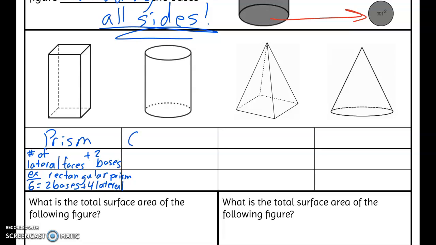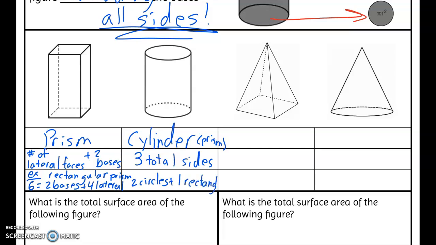This next one is a cylinder. Like yesterday, a cylinder is a type of prism. It's really just a circular prism. This one will always have only 3 total sides. The 3 sides are the 2 circles and the 1 rectangle that we call our lateral face. When we think of that, it's kind of like the soup can label.